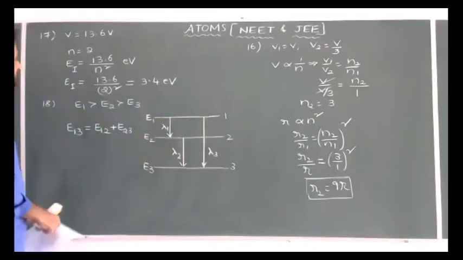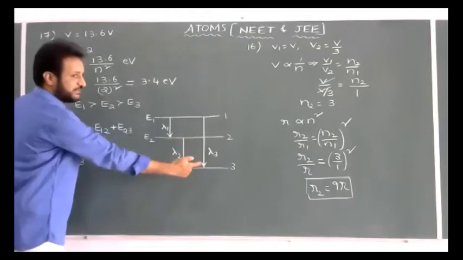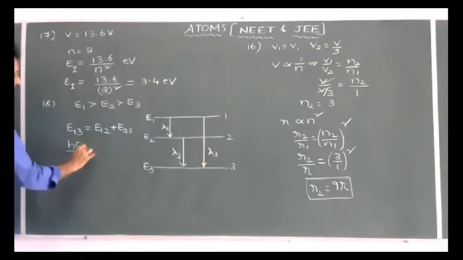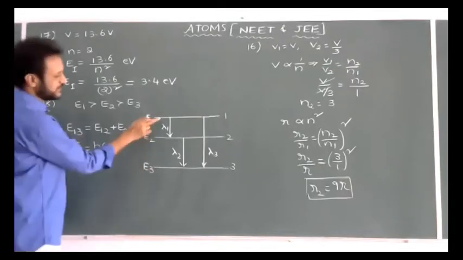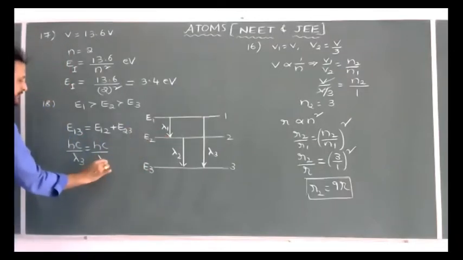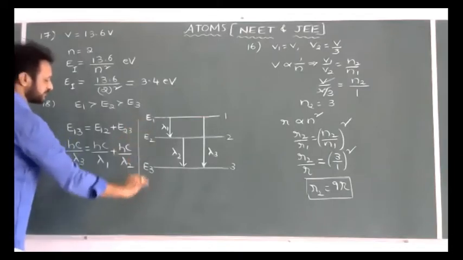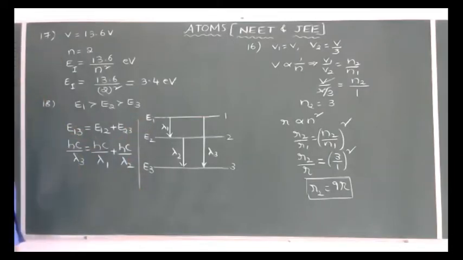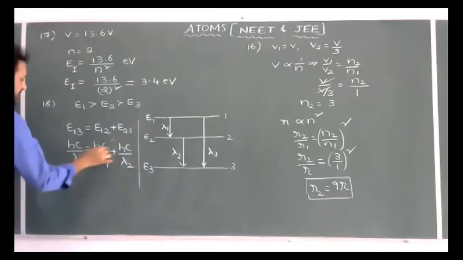But we know E is equal to hc by lambda. Now, in the first case, I am writing hc by lambda 3 for 1 to 3, and for 1 to 2 we take hc by lambda 1, plus hc by lambda 2. Here, hc can be cancelled on both sides.